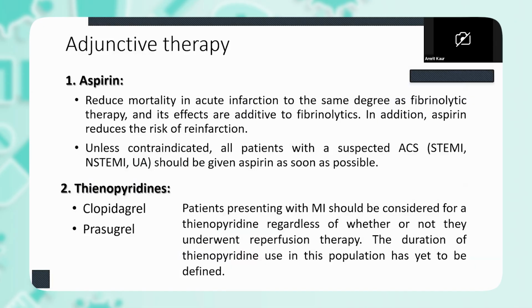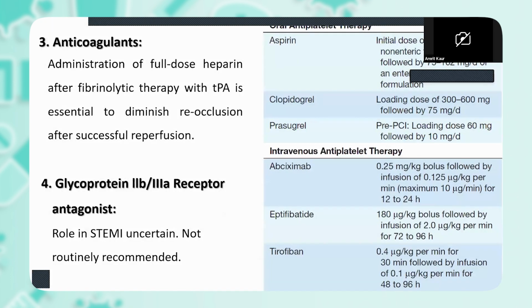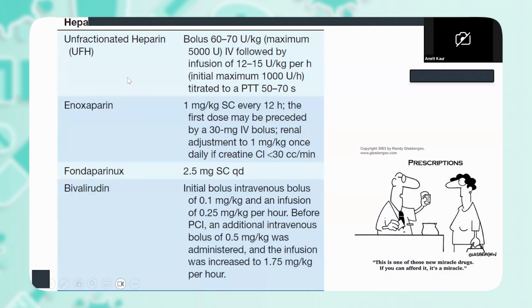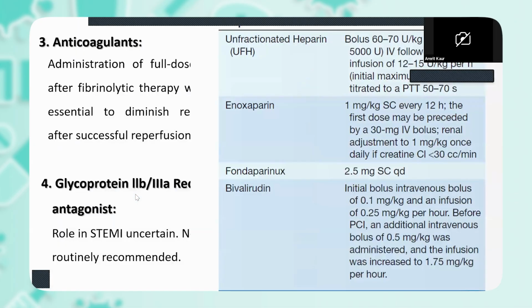We've discussed our aspirin. It reduces mortality. It has a mortality benefit. Clopidogrel, prasugrel. Anticoagulants. Heparin is used when undergoing angiography, and this is to diminish the reocclusion after successful reperfusion. Anticoagulants can be used in the form of unfractionated heparin, enoxaparin, fondaparinux, or bivalirudin, but there is no recommendation on which is better or which to use. It's worthwhile knowing the name of the anticoagulants.